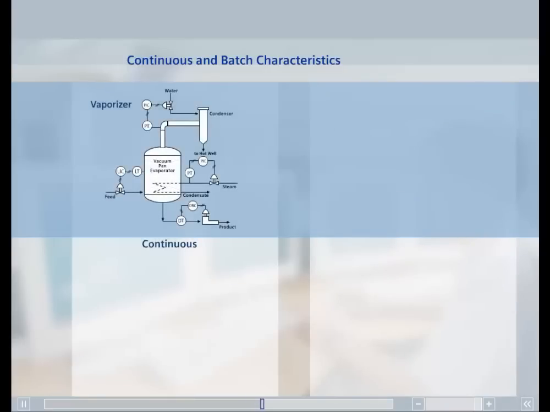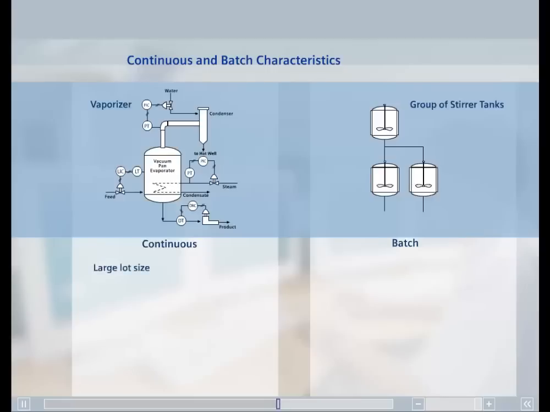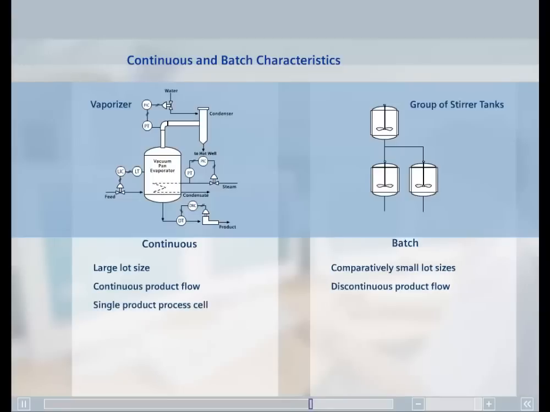Within industrial processes, a distinction is made between continuous processes and batch processes. Some of the feature differences can be illustrated using an example. A vaporizer is an example of a continuous process. A group of stir tanks is an example of a batch process. A continuous process produces large amounts of a product in a continuous product flow. The longer the process runs, the more product is produced. A batch process, on the other hand, normally produces comparatively small amounts of a product in a discontinuous process. A continuous process produces only one product. A batch process is often used to create several different products.